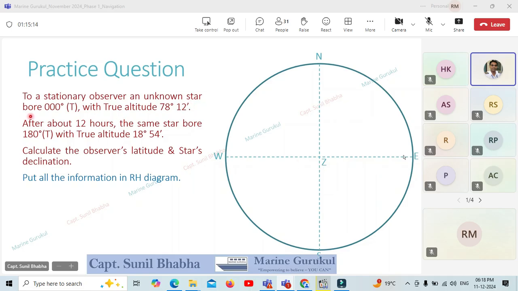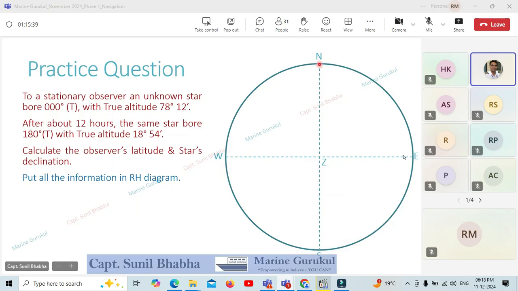The star is bearing 000 with a true altitude of 78 degrees 12 minutes. Now in this diagram, the 000 bearing or north bearing is represented by line NZ. Line NZ represents the north bearing or 000 bearing. So the star has to be somewhere on this line.